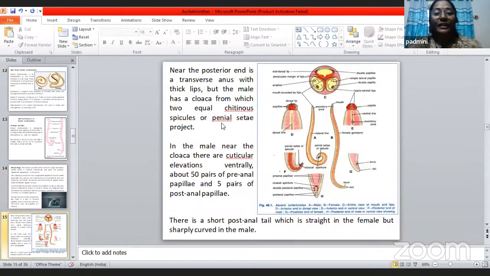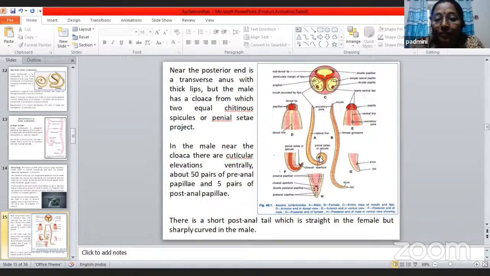The posterior end has a transverse anus in a female, whereas there is a cloacal aperture in a male. And they also have chitinous spicules, or penial setae. In the male, near the cloaca, there is a cuticular elevation ventrally. So if you can see, this is the ventral tail region of the male, where it has 50 pairs of pre-anal papillae, 50 pairs. That is almost 100 papillae present at the cloacal region in the males, which is not found in the females. That is one more point you have to remember when talking about the difference between a male and a female nematode. So in the males, you have 50 pairs, equal to 100 papillae of the pre-anal region.